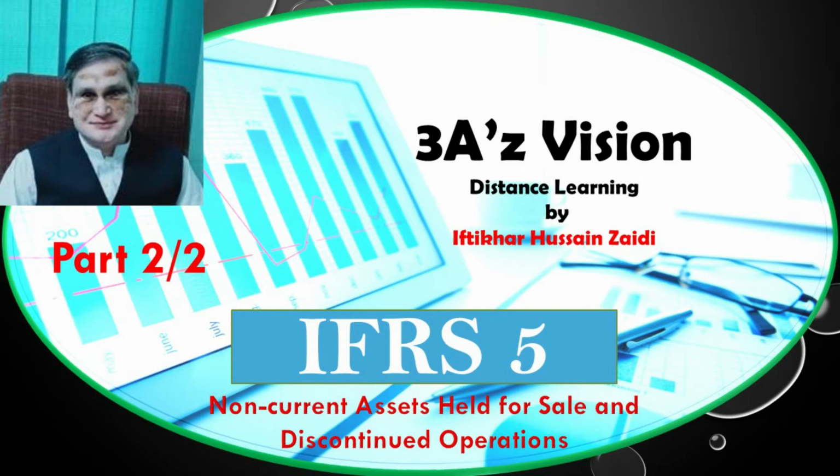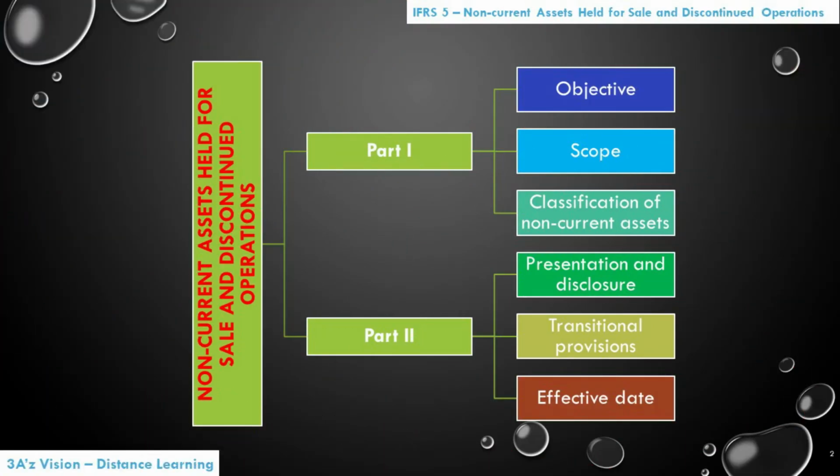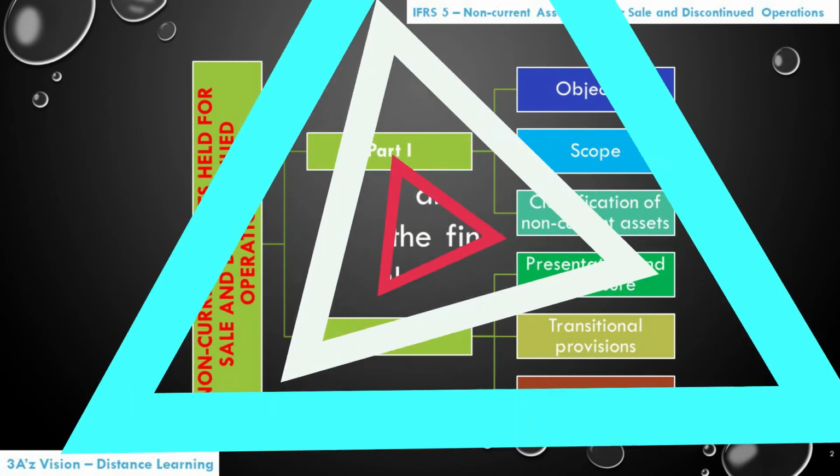In preparation of the IFRS 5 video, we tried our level best to cover the maximum matter of discussion, which will be helpful to understand IFRS 5. Therefore, watch full videos for its complete knowledge. In part 2, we will discuss the remaining 3 important elements of this IFRS, that are presentation and disclosure, transitional provisions, and effective date.